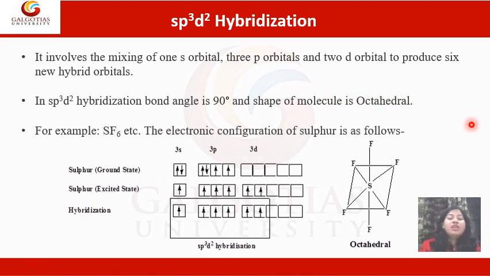For example, SF6. The electronic configuration of sulfur is 3s2 and 3p4, which is the ground state of sulfur. In the excited state, one of the electrons in the 3s orbital is excited to the 3d orbital. So, the formation of 6 new orbitals, that is sp3d2 hybridization, is formed.